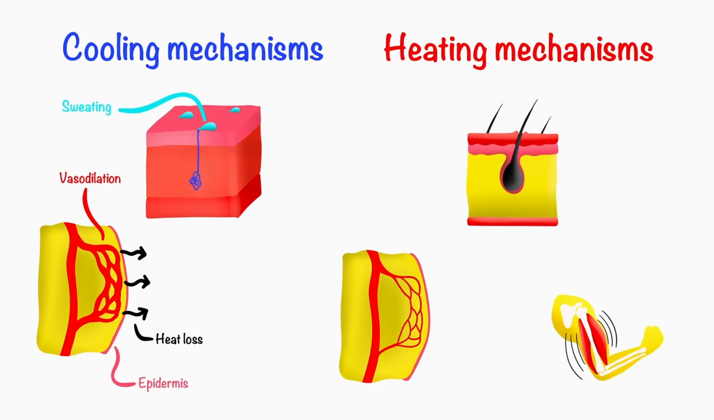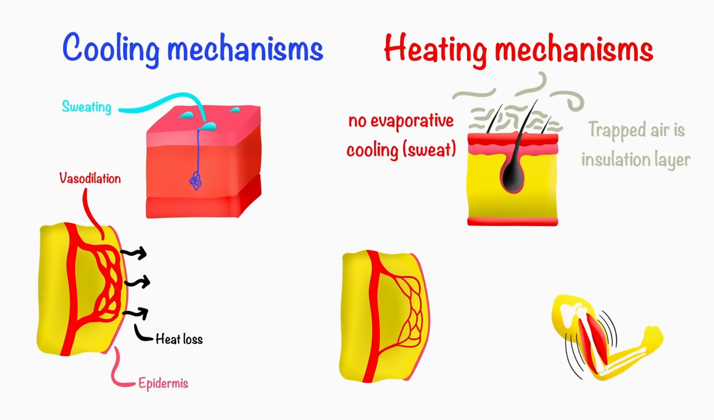When you're too cold, a different set of responses occur to conserve and generate heat. First, the hairs on your skin stand up. This is often called goosebumps and creates a layer of trapped air that acts as insulation. Second, sweat production stops. This prevents heat loss through evaporation.